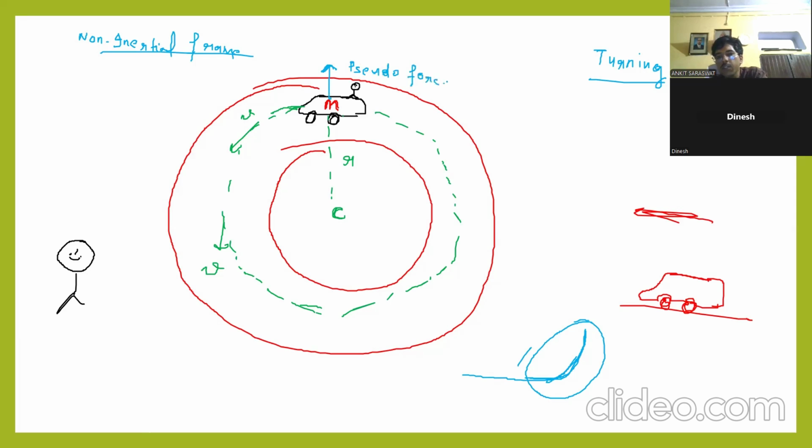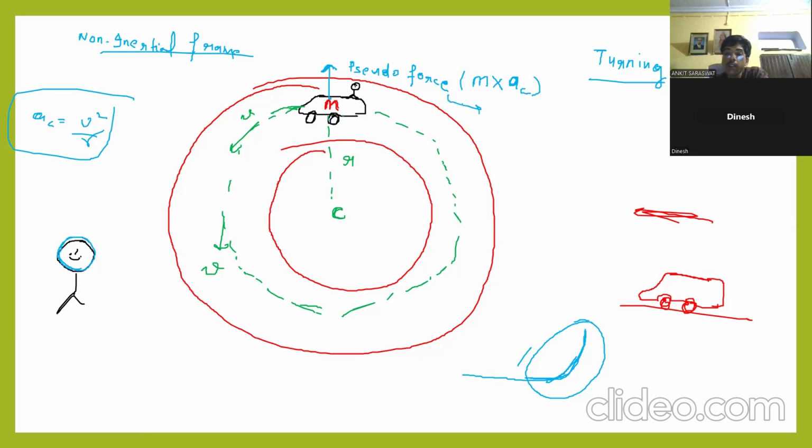And how do we find the magnitude of the pseudo force? Mass of the object, the car, multiplied by the acceleration of the frame as seen from the ground. If you look from the ground, there is no centrifugal force. If you look from the ground, this car is moving on a circular path, and it is possible to move on a circular path because of centripetal acceleration a_c, that is v squared by r.